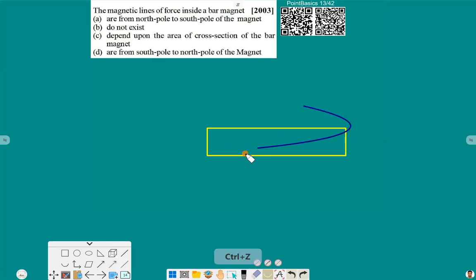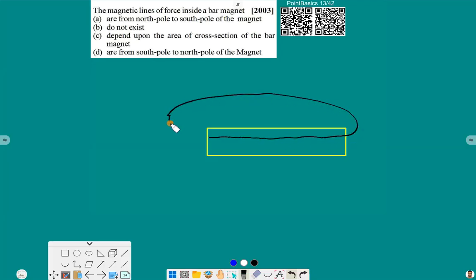Let me draw them by hand. So inside, the magnetic field moves like this, and outside they form a closed loop like this. If this is North Pole and this is South Pole, then outside, magnetic field lines move from north to south, and inside they move from south to north. So we have been asked inside the magnet, so from south pole to the north pole of the magnet, option D will be the right answer here.